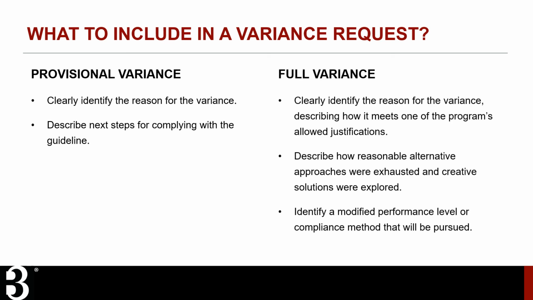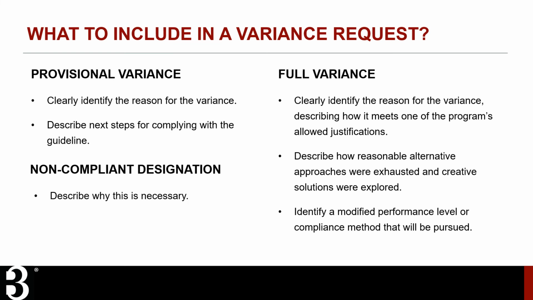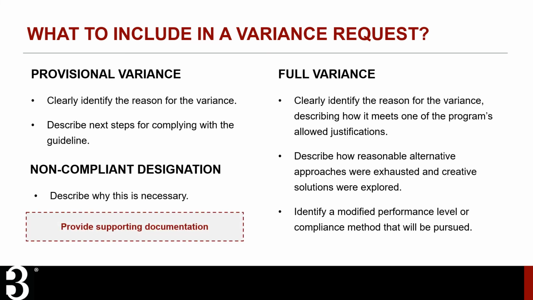A request for a full variance must identify the reason for the variance and describe how it meets one of the program's allowed justifications. It must describe how the project team exhausted reasonable alternative approaches and explored creative solutions to maintain the intent of the guideline. It must also identify a modified performance level and/or compliance method that will be pursued by the project team. For non-compliant designations, the request should describe why this designation is necessary. For any type of request, supporting documentation should be provided as needed.